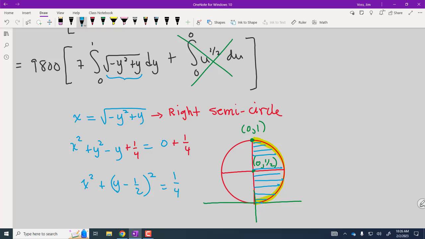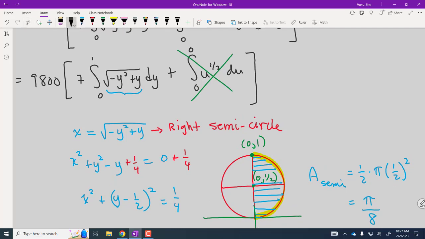But this integral in general is measuring the area to the left of this curve from 0 to 1. The curve is right here. 0 to 1 is that whole distance, so we're going to get the whole semicircle. And the area of a semicircle is going to be 1/2 the area of the full circle. So it's 1/2 times pi times the radius squared. The radius is 1/2. So the area of this semicircle is pi divided by 8. And so that is how we can finish this one off. That is definitely a little harder than what I would put on an exam, but it's something you should be able to follow.